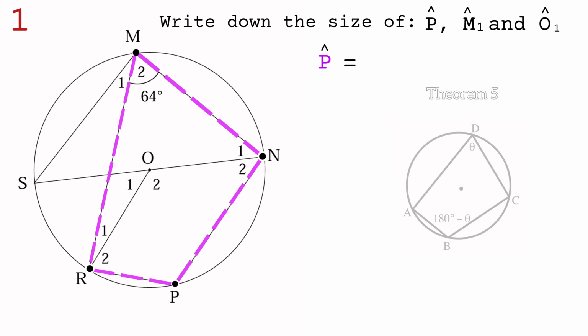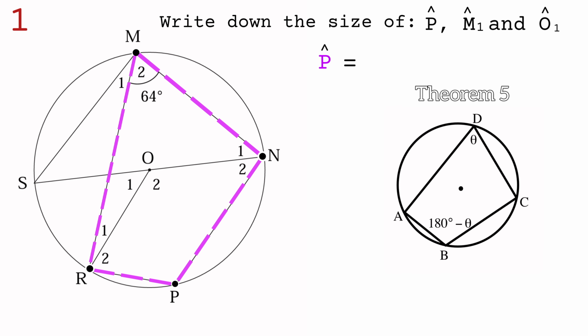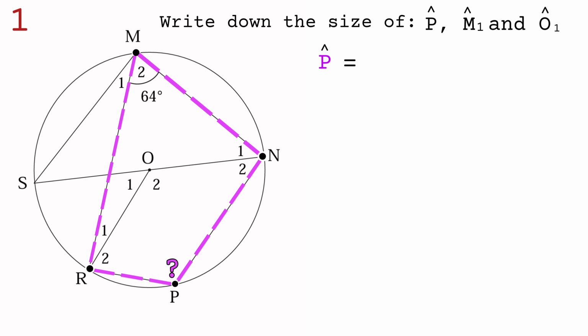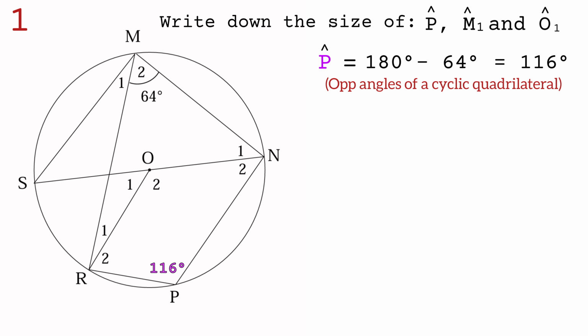Theorem 5 states that the opposite angles of a cyclic quadrilateral add up to 180 degrees. So this angle plus this angle add up to 180 degrees. To find this angle, we minus 64 degrees from 180 degrees, which will give us 116 degrees. So the size of angle P is 116 degrees.